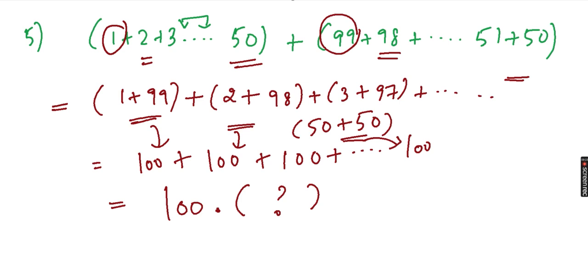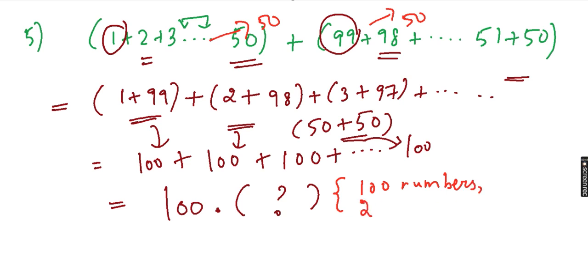So you can see that here you are having 50 numbers. Here you are having 50 numbers. Here again you are having another 50 numbers. So altogether you are having 100 numbers. I have 2 in each pair. So how many pairs are present altogether? It is 50. How am I getting it as 50? It's 100 by 2, right? So when I divide 100 by 2, I'm getting 50. So the total number of pairs present is 50.